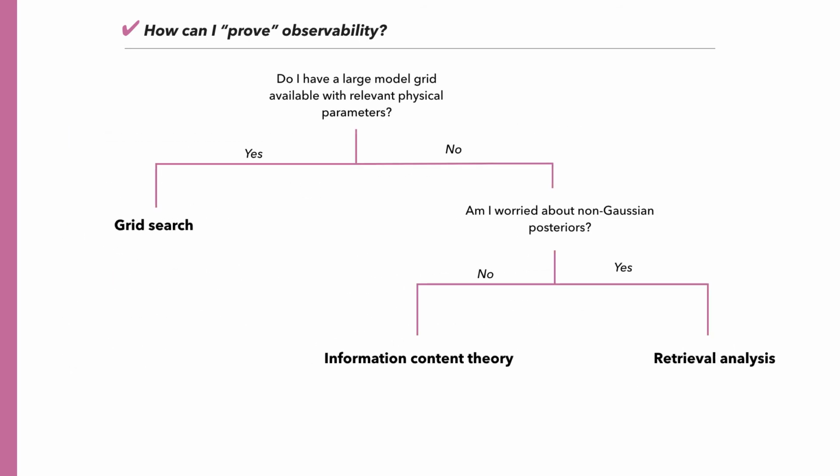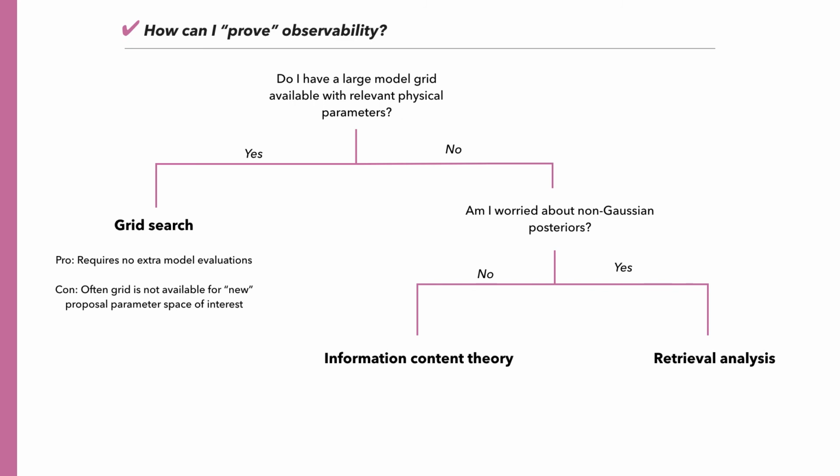If you have a large model grid that is available to you with your relevant physical and planet properties, then a grid search will do just fine. The benefit here is that you won't have to do any extra modeling. Unfortunately, many times grids are just unavailable for your particular parameter space, especially for new proposal ideas, and that may push you to using other methods.